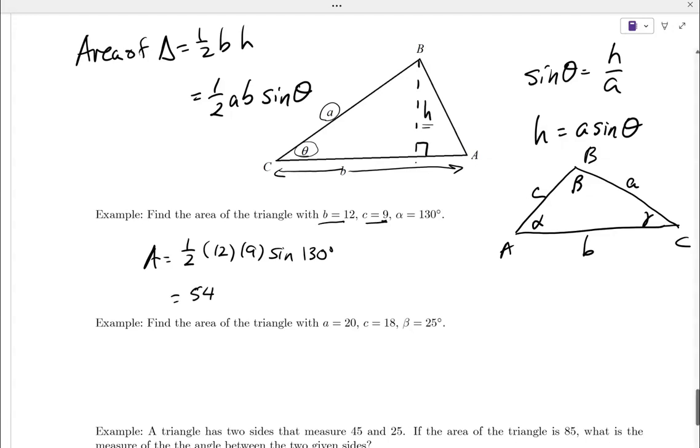You get 54 sine of 130. Is 130 degrees a special angle that we know? I don't think it is, right? The reference angle there would be 50 degrees, and 50 is definitely not one we know, right? So if you had one like this, especially in WebAssign, it would want you to type it in your calculator. Get a decimal approximation for that one.